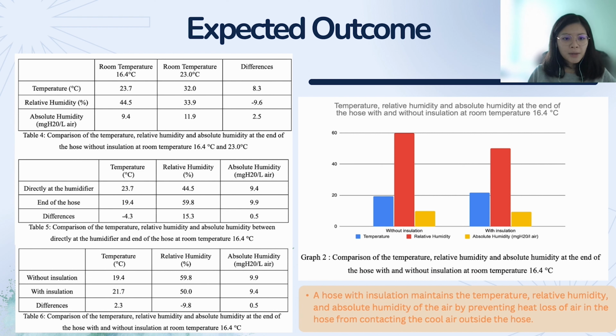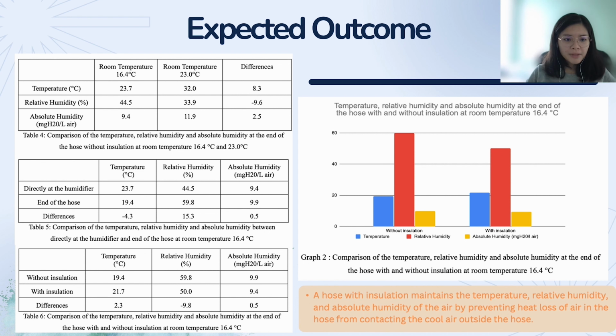Next, we compare the temperature, relative humidity, and absolute humidity of the air directly at the humidifier and the air at the end of the hose. We notice the air directly at the humidifier had a greater temperature, lower relative humidity, and higher absolute humidity compared to the air at the end of the hose.